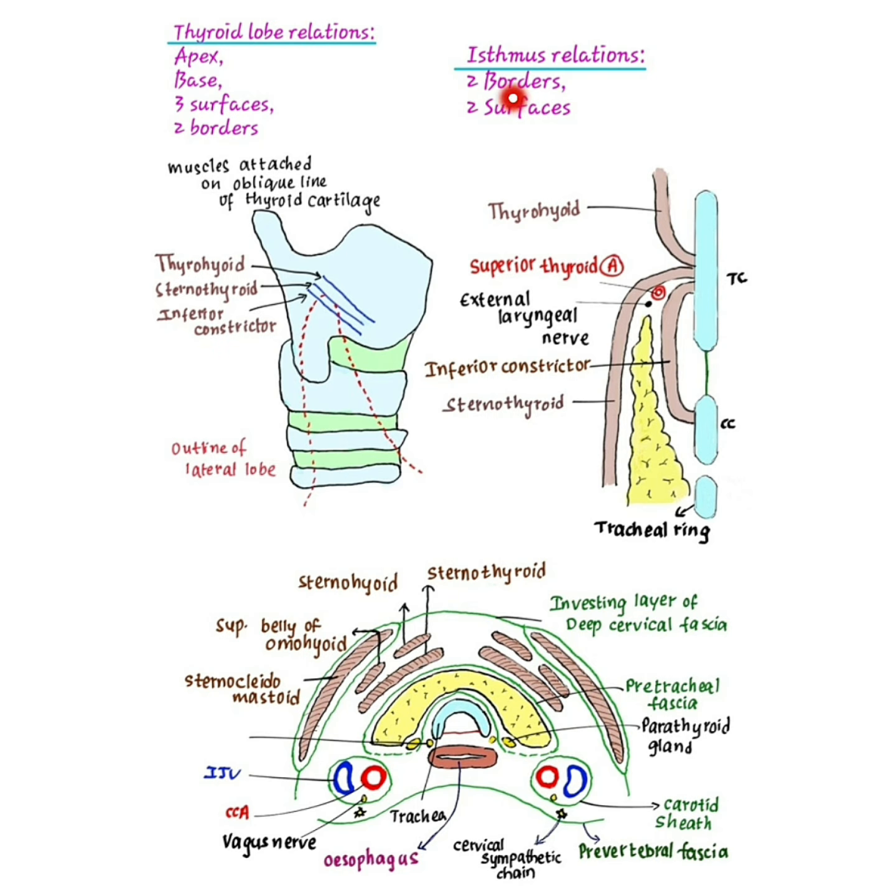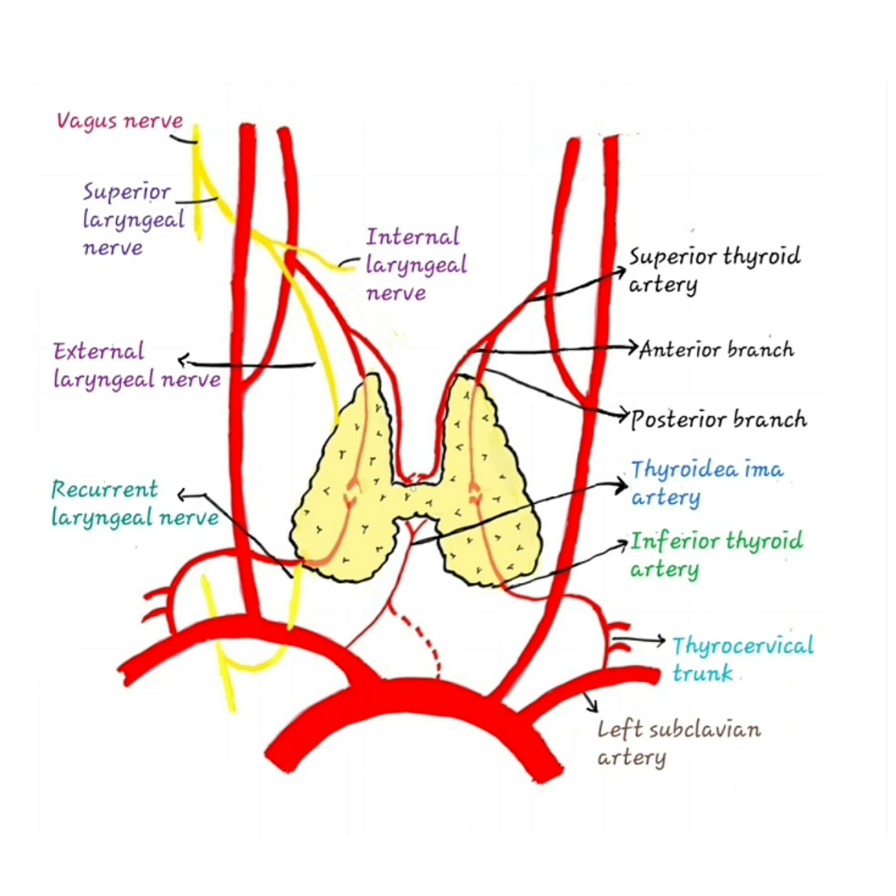It consists of two borders and two surfaces. Two borders, superior border and inferior border. Two surfaces, anterior surface and posterior surface. Superior border of isthmus is related to arterial anastomosis between anterior branches of superior thyroid artery. You can see the superior thyroid artery, it gives anterior branch and posterior branch. Along the superior border of the isthmus, there is arterial anastomosis between anterior branches of superior thyroid artery.